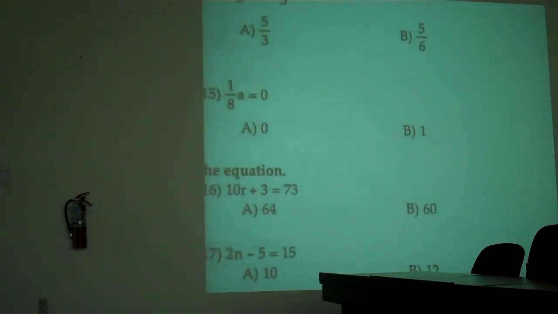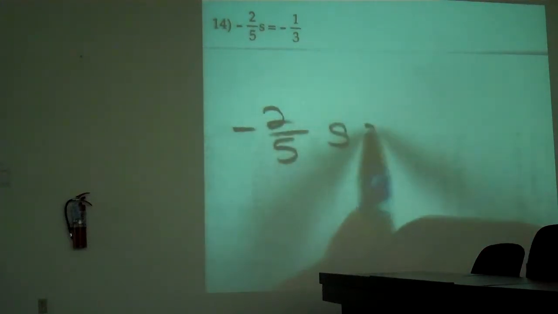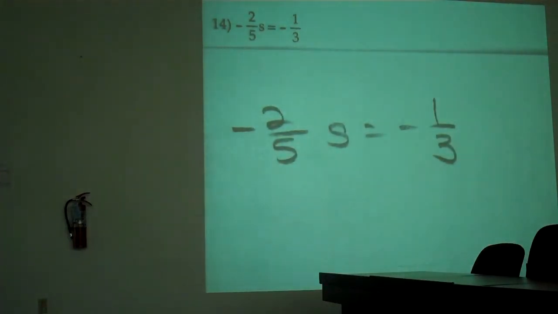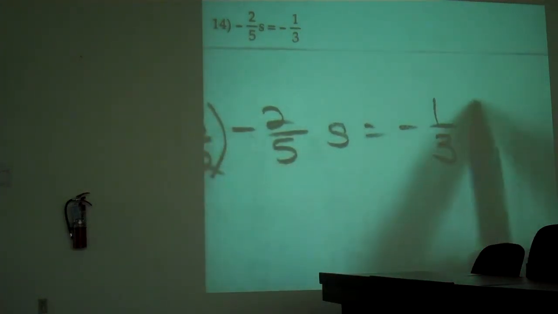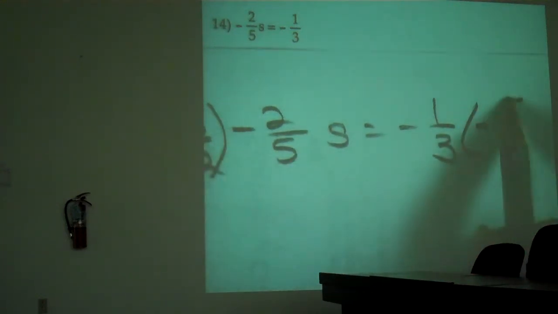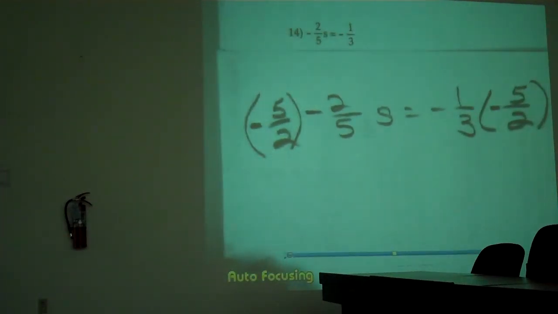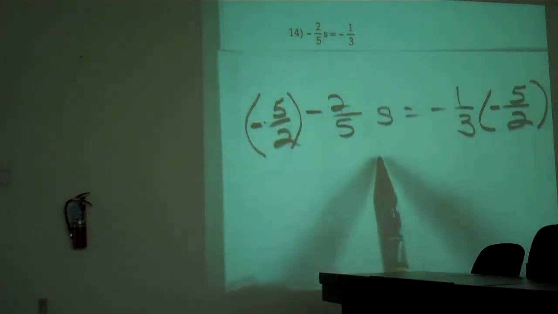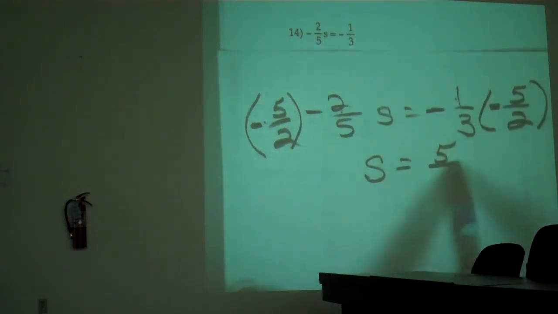So number 14, you have negative 2/5 s equals negative 1/3. What do we want to multiply by? 5/2. What about the negative? Negative 5/2. Yeah, let's multiply by the negative also. Multiply by the reciprocal, which keeps the sign. Okay, so this turns into positive 1, yes. Negative times negative is positive. 1 times 5 is 5. 3 times 2 is 6. So it's 5 over 6.